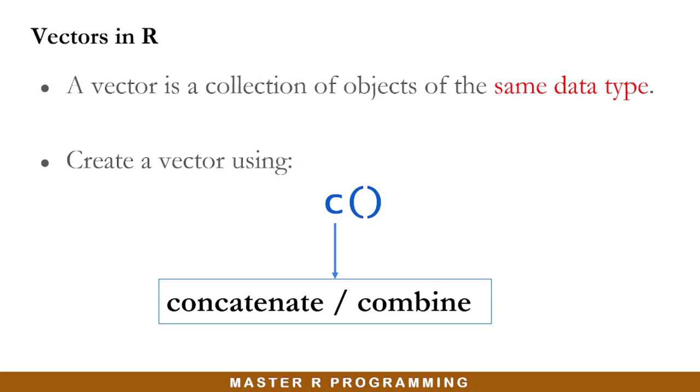You can create a vector using the c function. The c actually means concatenate or combine. And I like to use the term combine, which is much more intuitive. So let us go to R and demonstrate how to create vectors.